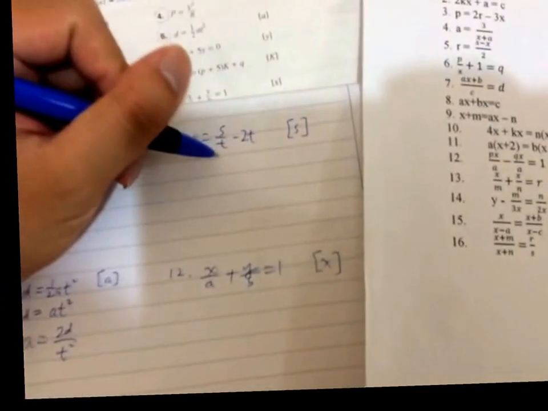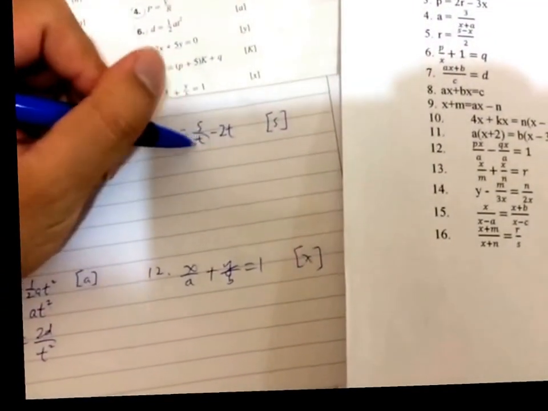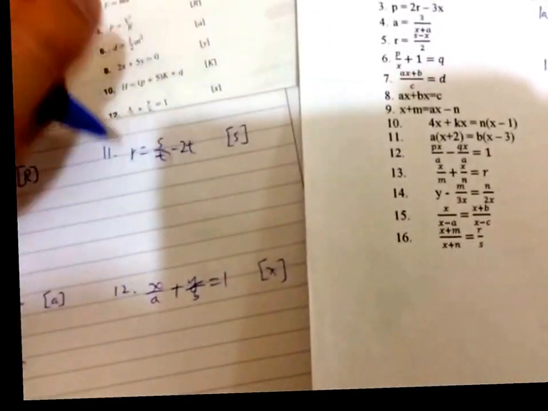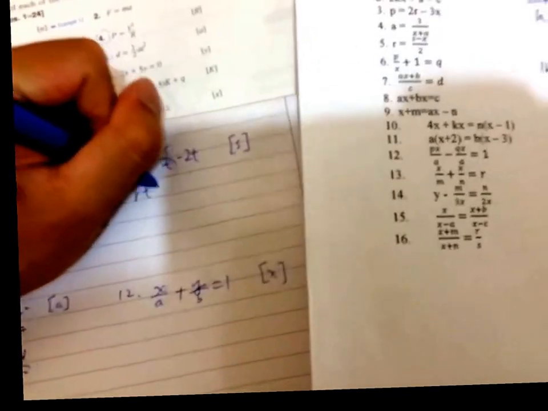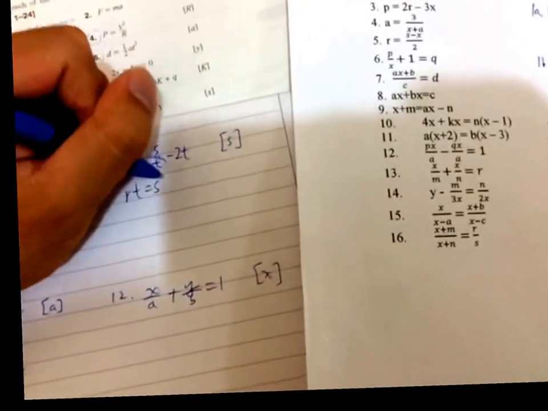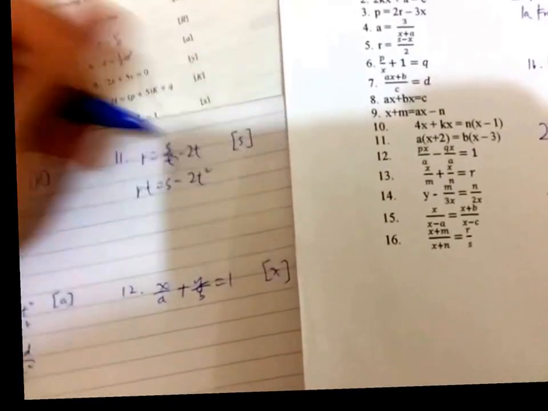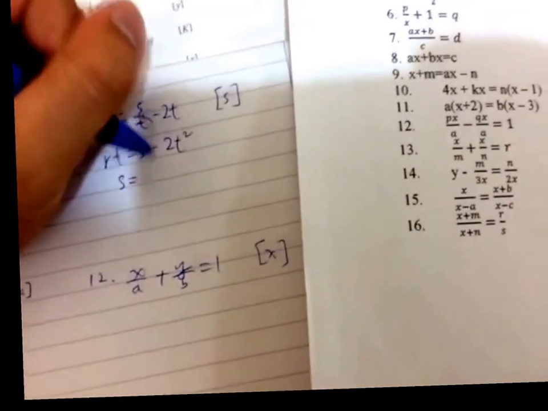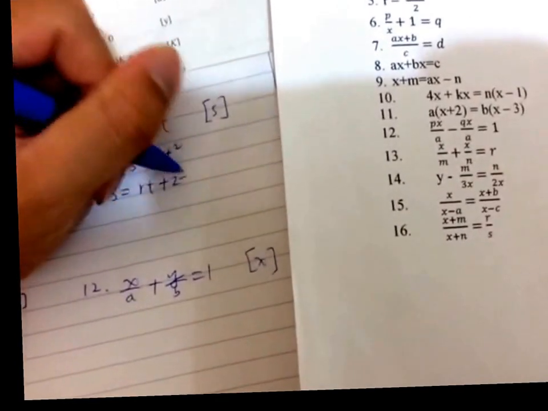So the denominator, the LCM of the denominator is 1, t and 1, so the LCM is t. So multiply all the terms with t. So r times t, s over t times t is s, 2t times t, 2t squared. So I want s as common factor, s as subject, so I move this term to the other side.